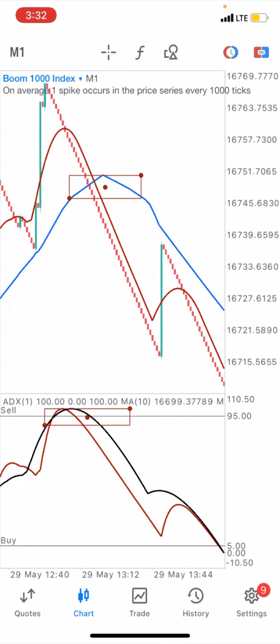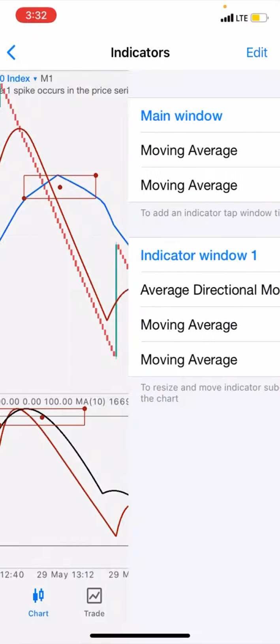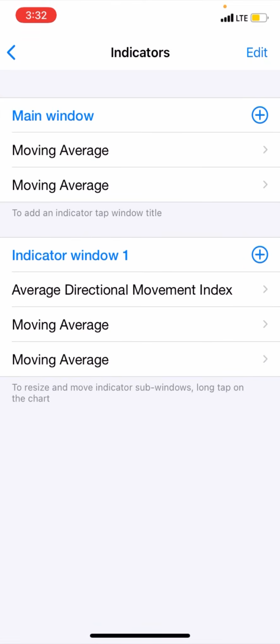So basically it is for scalping. We're just going to be taking a couple of candlesticks and we are out of the market. All right, so we'll move on to show you guys the next indicators. This set of indicators would be in your indicator window 1.